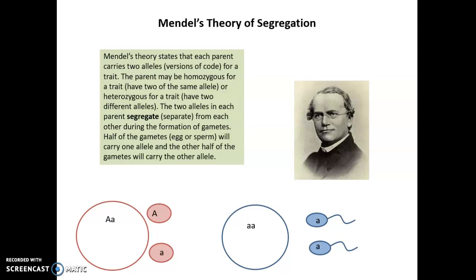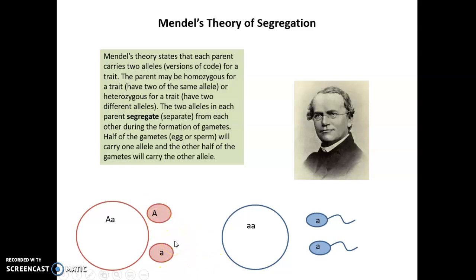Mendel's theory of segregation states that parents may be homozygous for a trait or they may be heterozygous for a trait, and that they do have two alleles or two versions of the code for the different traits, one from mom, one from their dad.